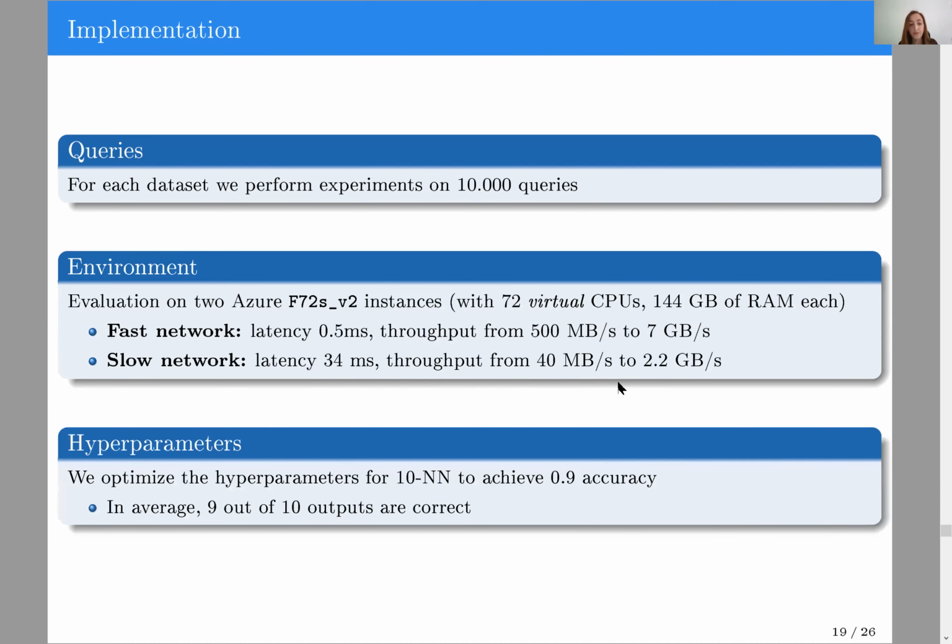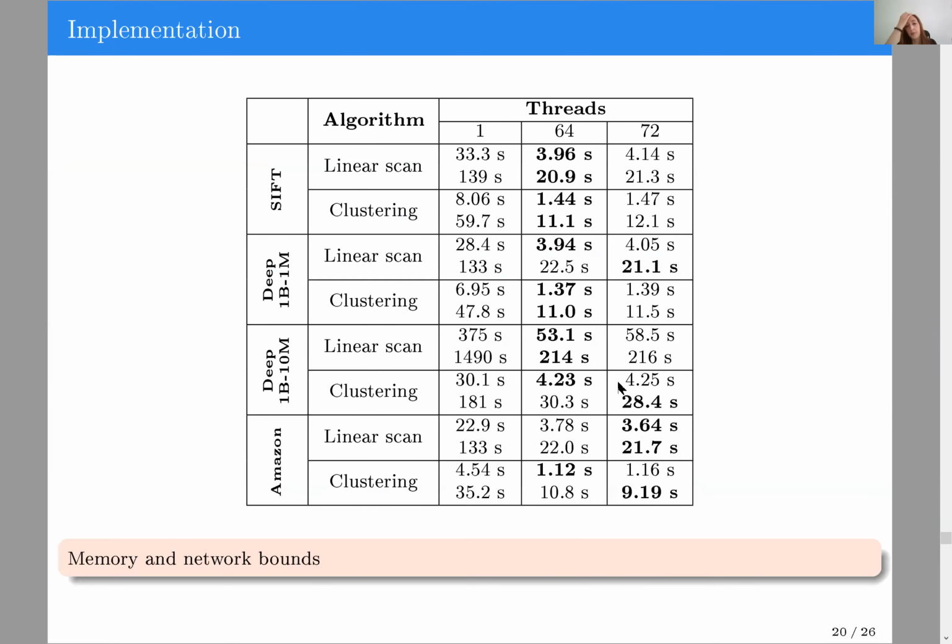Concerning the parameters, I don't report all of them in the slides. The details are given in the paper, but we optimize our parameters, as I was saying before, in order to perform a 10 nearest neighbor search, so looking for the 10 closest elements to the query, and to achieve 0.9 accuracy. So on average, 9 out of 10 of the answers given back by the algorithm are going to be correct. So, a few numbers for the experiments.